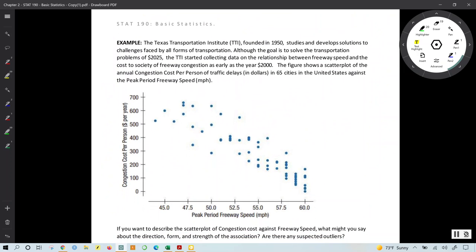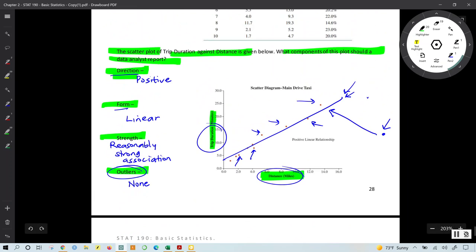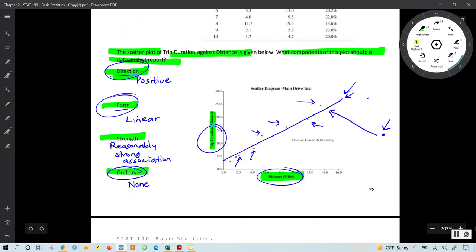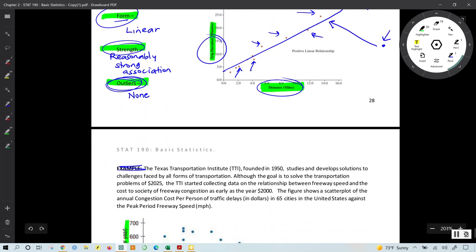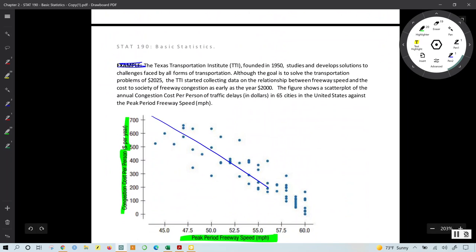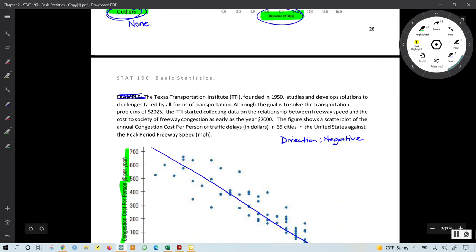And again, this is a story about congestion cost per person per year and peak period freeway speed. In which case, if we follow what we set up earlier, direction, form, strength, and presence of outliers, as far as direction is concerned, I see something of the sort, which means direction-wise, this must be negative. And then next, for the form, this is also linear.